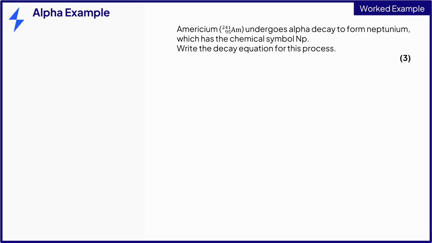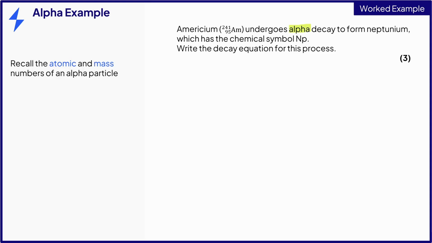Questions on this topic in an exam will often ask you to write out the decay equation given a few pieces of information. Americium undergoes alpha decay to form neptunium, which has the chemical symbol Np. Write the decay equation for this process for 3 marks. First, let's note that this is alpha decay.